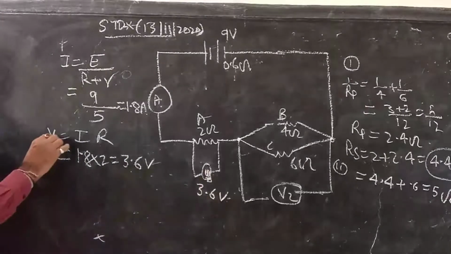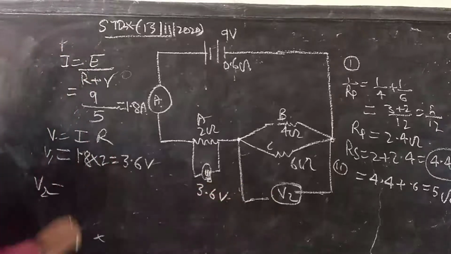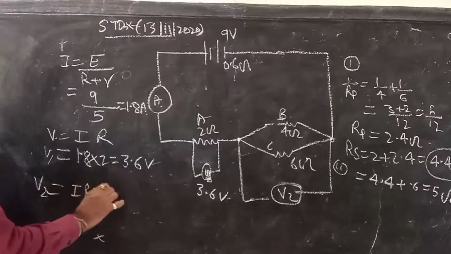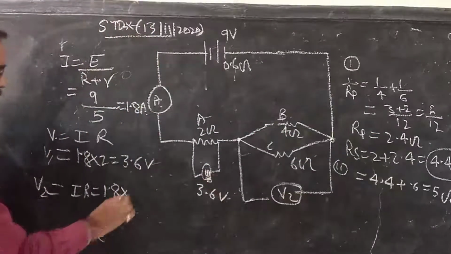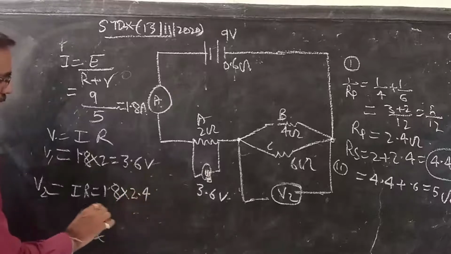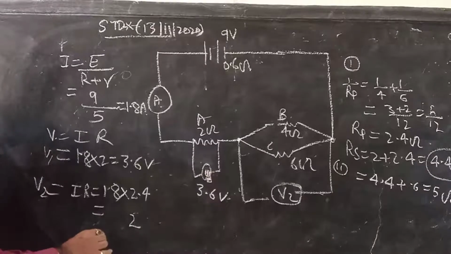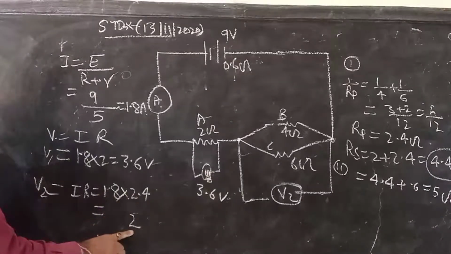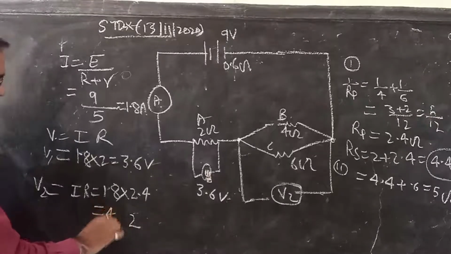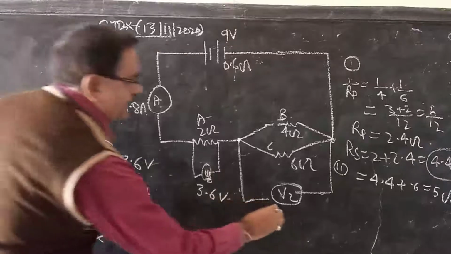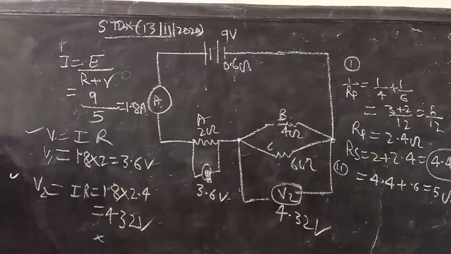Okay. V2 reading, this is the V1 reading. V2 reading means this value. So here I is 1.8 and the effective resistance is 2.4. 1.8 times 2.4, what value? 4.32 volt. So this reading will be 4.32 volt. Is it? By using Ohm's law.